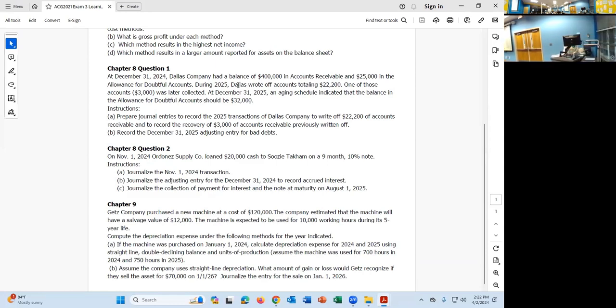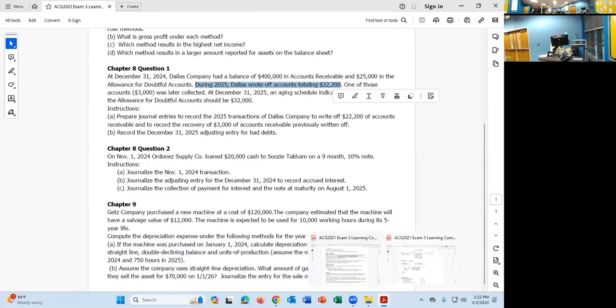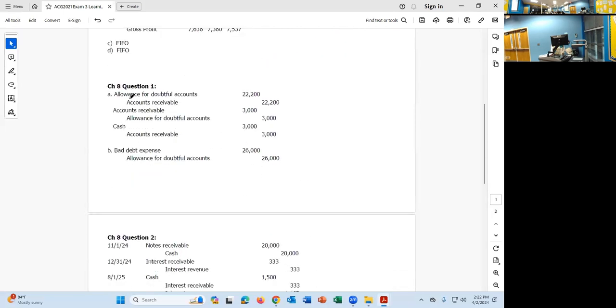First thing here, it told us that during 2025, they wrote off accounts totaling $22,200. Nothing to that. Every time we write off an uncollectible account, we debit the allowance for doubtful accounts. We credit accounts receivable. Okay. A write-off will always be the exact same thing.